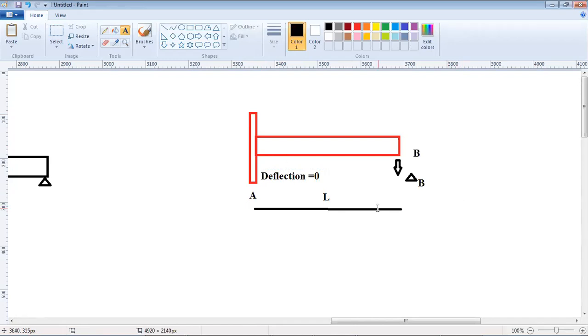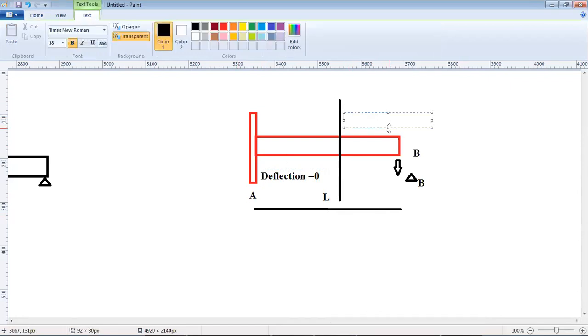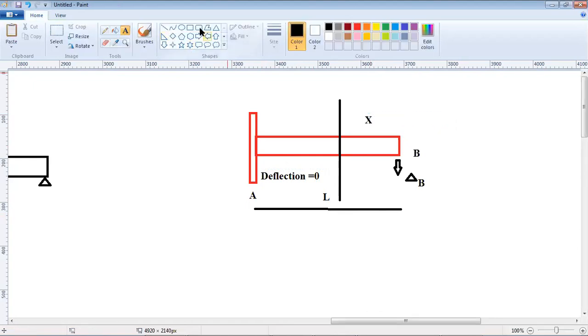So what do we do? We first have to determine the bending moment at any section. Let that be section X, and this section is at a distance of X from this end.